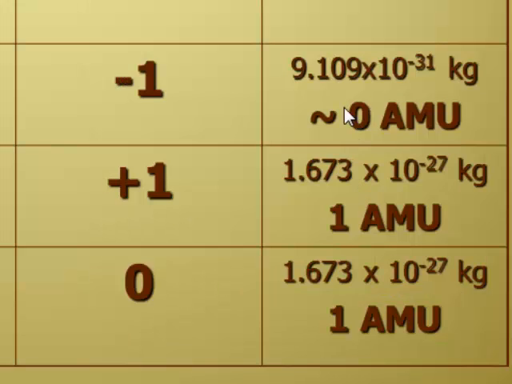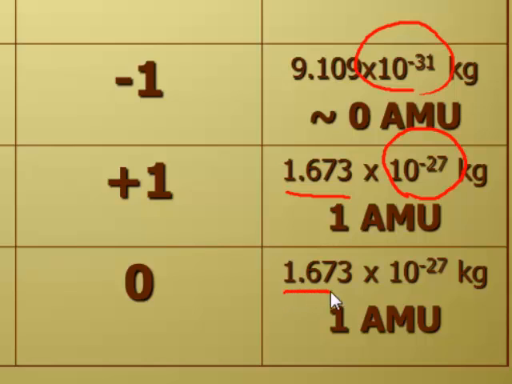And then the masses. Wow, look at the difference in the mass between the electron, which is 10 to the -31st, and the proton, which is 10 to the -27th. And look, the protons and the neutrons are exactly the same mass. Yeah, 1.673 and 1.673 times 10 to the -27. They make up the bulk of the mass of the atom because of their size.